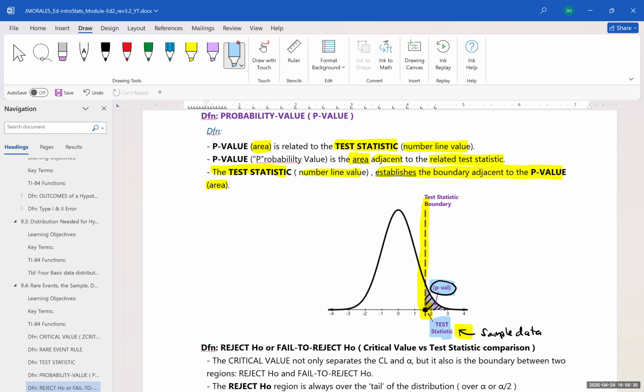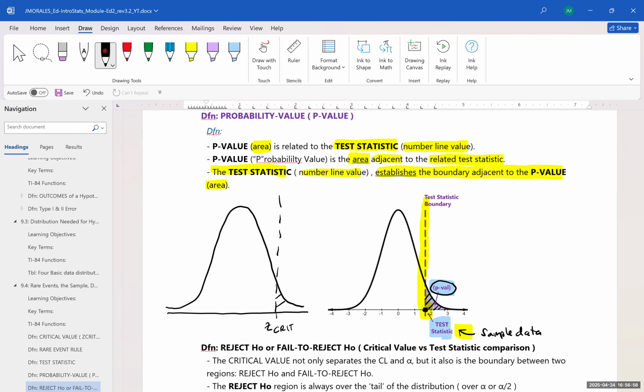You don't want to confuse these two with a critical value and the significance level, because I could draw a nearly identical picture where we've got another right-tailed distribution where this is a critical value and the area to the right of the critical value is the significance level. That's this area. Okay, but they are very similar.